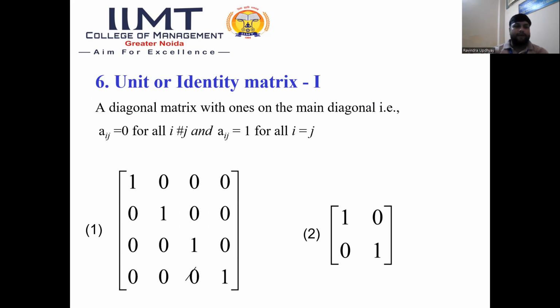Unit or identity matrix, as clear from the name. A diagonal matrix with ones on the main diagonal, clearly the concept. That means in its diagonal, all elements should be one, and the condition is that it should be a square matrix. That means Aij equals 0 for i not equal to j, and Aij equals 1 for all i equals j. That means all the diagonal elements are 1.